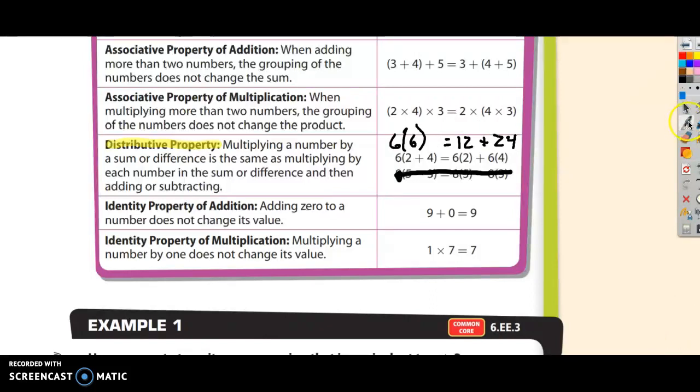I want you to notice what's actually happening here. Over here it's 6 times 2 and it's 6 times 4, and on this side it's 6 times 2 plus 6 times 4. It's all the same numbers, it's just written a slightly different way. We'll talk about that one more later.